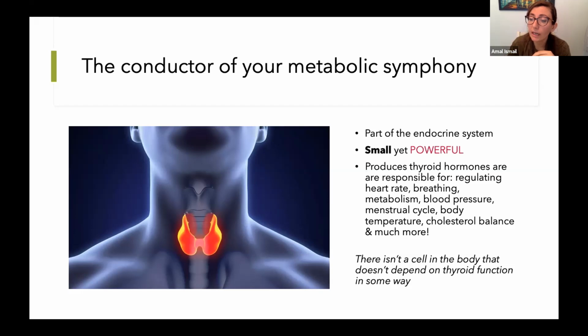But essentially, every cell in the body depends on thyroid function. And when T4, T3, and all the different hormones are released, they're responsible for regulating your heart rate, your breathing, your metabolism, blood pressure, your menstrual cycle, body temperature. And so it's very important that when we consider the thyroid, we look beyond just the direct impact on metabolism.